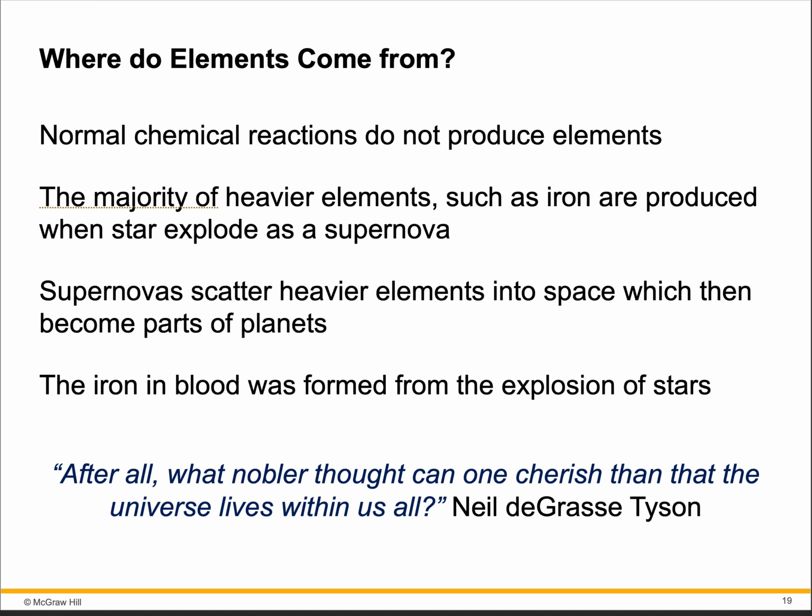When I was reading this, I wanted to include it just so that you knew. It says the majority of heavier elements such as iron are produced when stars explode as a supernova. Supernovas scatter heavier elements into space, which then become parts of planets. This is just a fun fact: the iron in blood was formed from the explosion of stars. I thought that was very interesting.